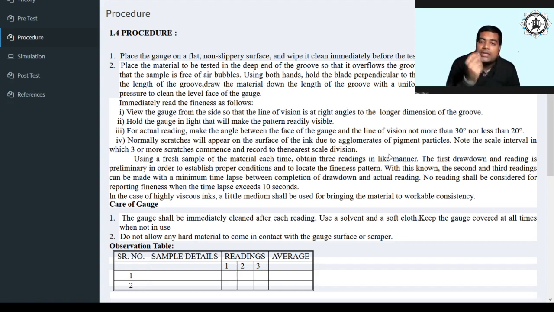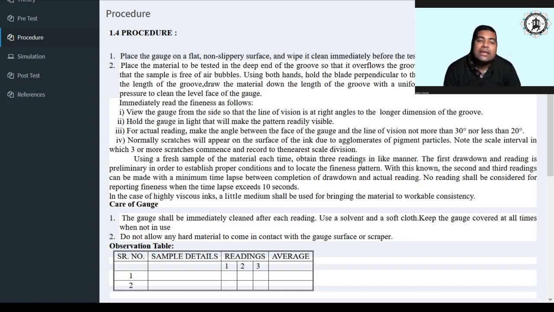Pigments are still coagulating. Note the scale interval in which 3 or more scratches commence and record to the nearest scale division. Use a fresh sample of the material each time. Obtain 3 readings in like manner. The first drawdown means this drawing pattern, and the reading is preliminary in order to establish proper conditions and to locate the fineness pattern. So multiple times you need to do this with the untrained person. With this known, the second and third readings can be made with minimum time lapse between completion of drawdown and actual reading.